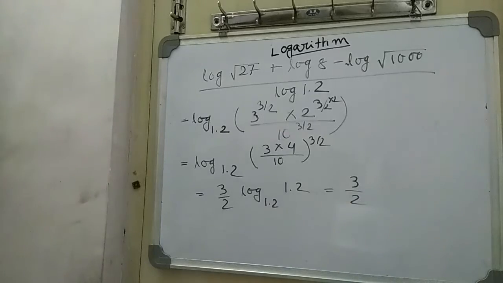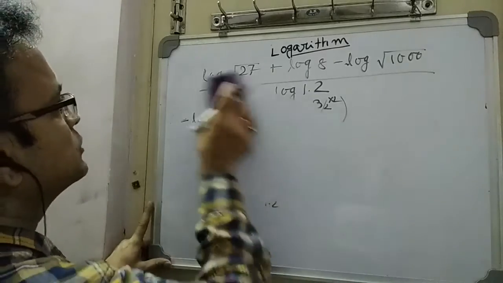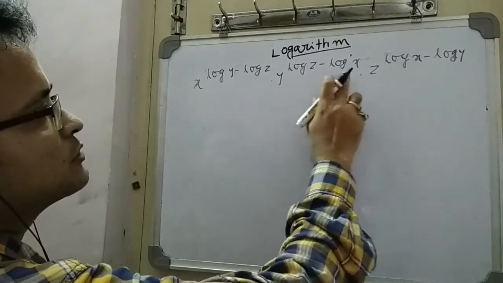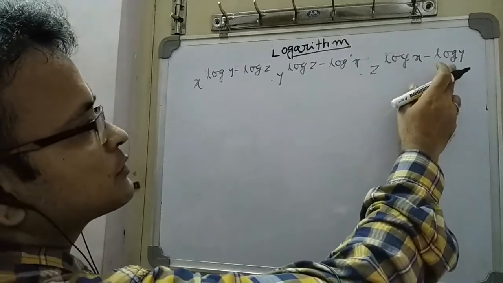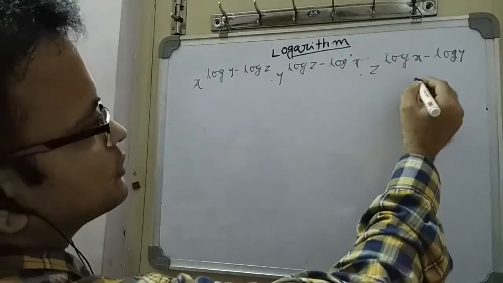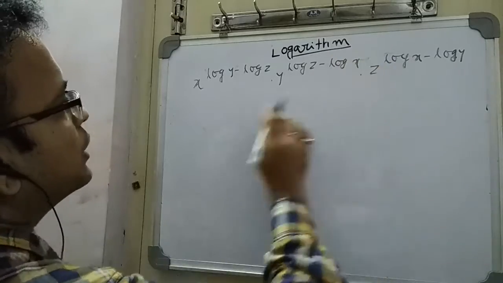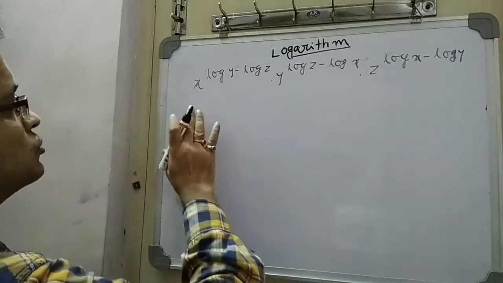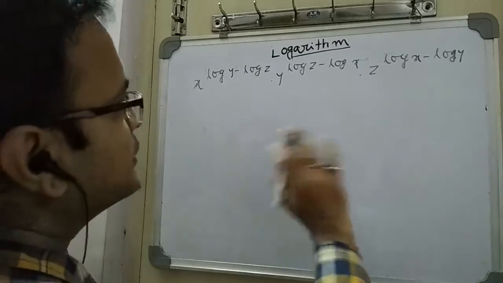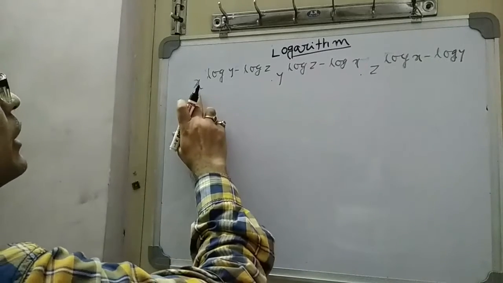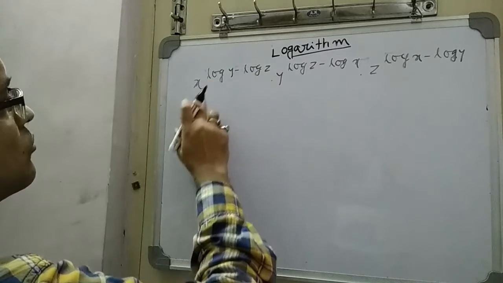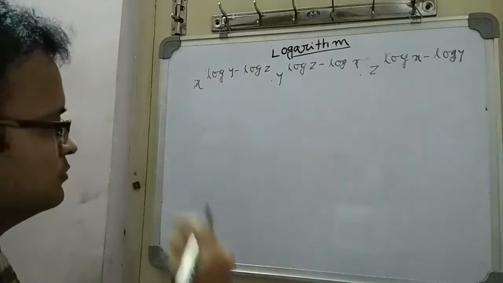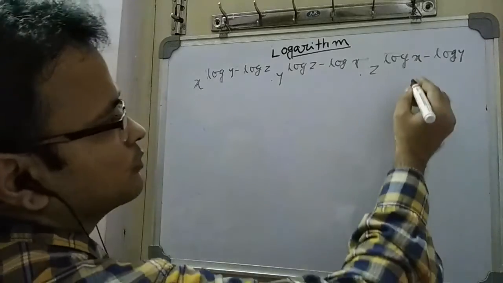Okay. Now I will move to the next problem. See, this is the problem. x to the power log y minus log z, y to the power log z minus log x, z to the power log x minus log y. You need to simplify this one. Okay. So see, x to the power some log, y to the power some log, z to the power some log. So I cannot have anything else except I can have x to the log y by x to the log z. But it is x to the power, it is y to the power, this is z to the power. So I cannot have anything more from here.